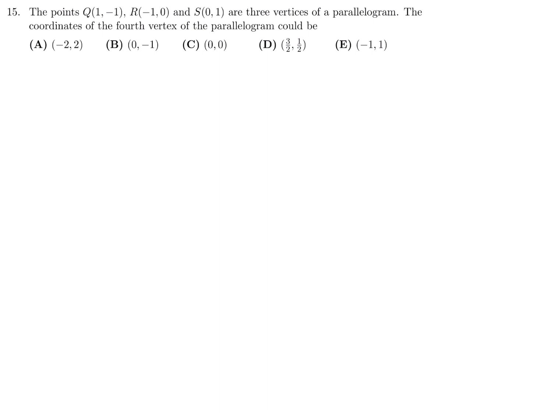The points Q (1, -1), R (-1, 0), and S (0, 1) are three vertices of a parallelogram. The coordinates of the fourth vertex of the parallelogram could be... Well, let's graph this and see what we get. So they've given us a few. (1, -1), so approximately here.